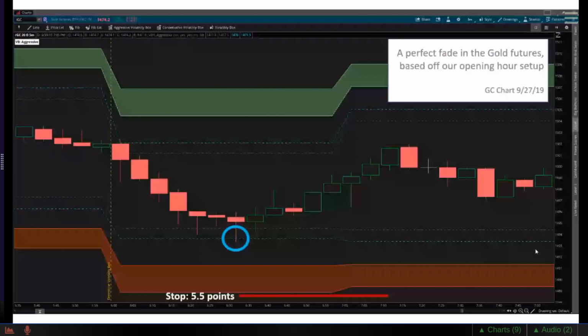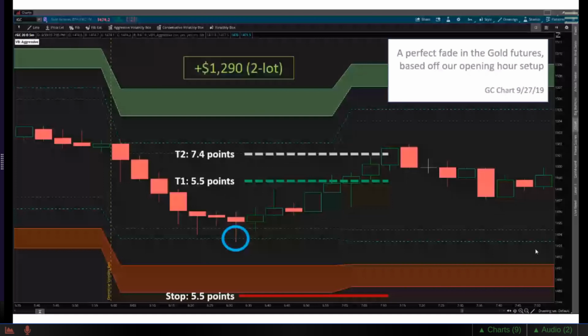We get that follow through. Our stop is now moved up to break even on that second contract or any remaining contracts if you trade more than two. Second contract at the target line, you end up hitting both contracts for a total gain of $1,290 on a two lot. And that's powerful. That to me is just, it's exciting.